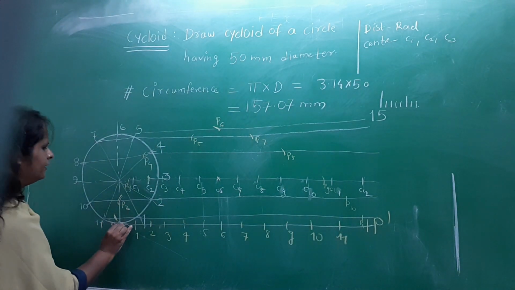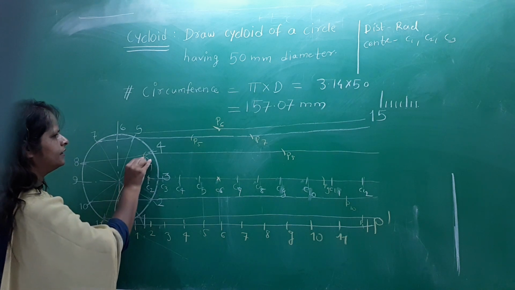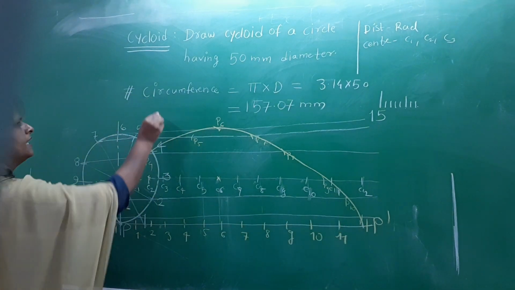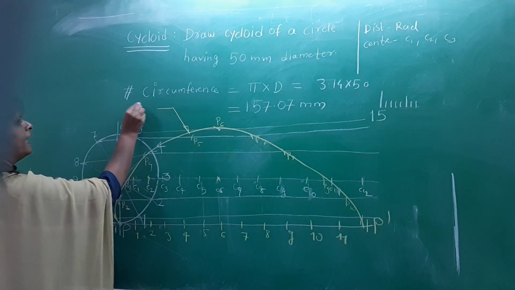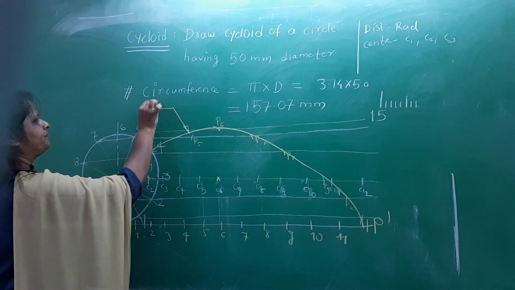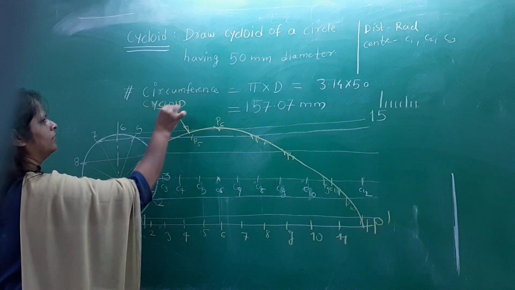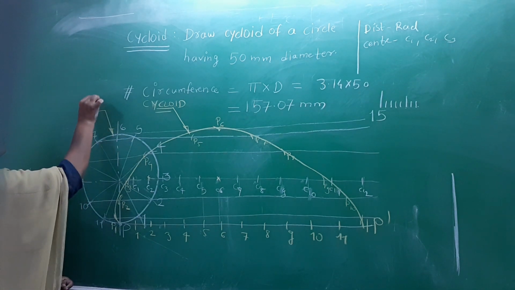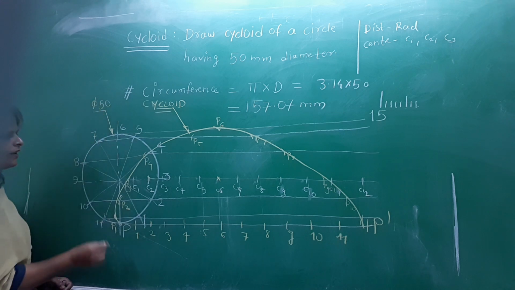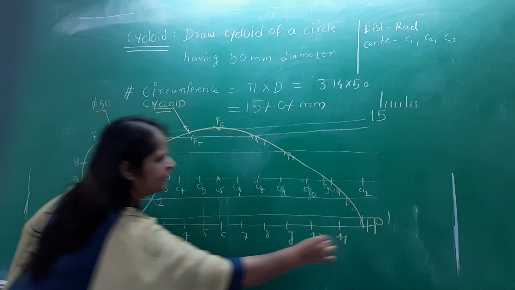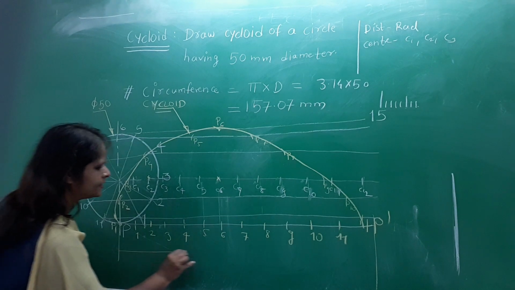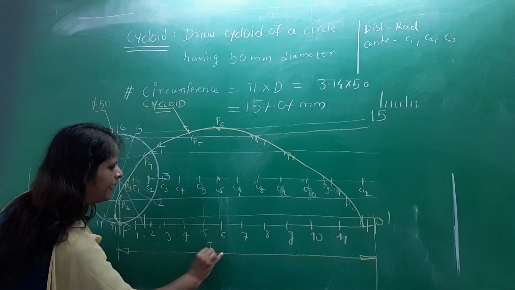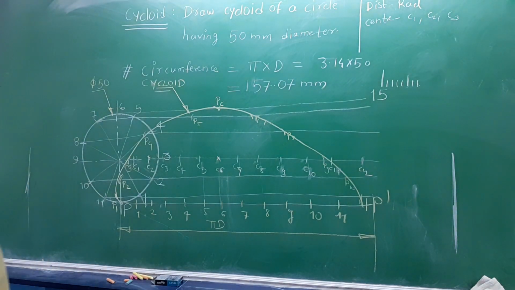And once we join the points P1 to P6, we will get a curve like this, and this curve is known as cycloid. And to get full marks, give dimension to this circle 5, 50. Also, you give this pi d, you write here that this distance is pi d. Pi d. So this is the complete solution of cycloid.